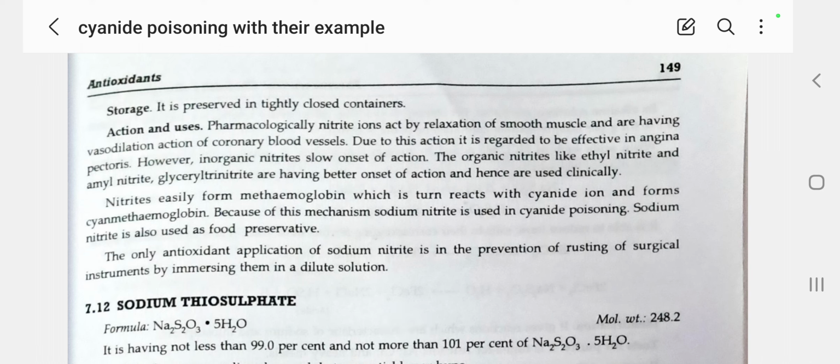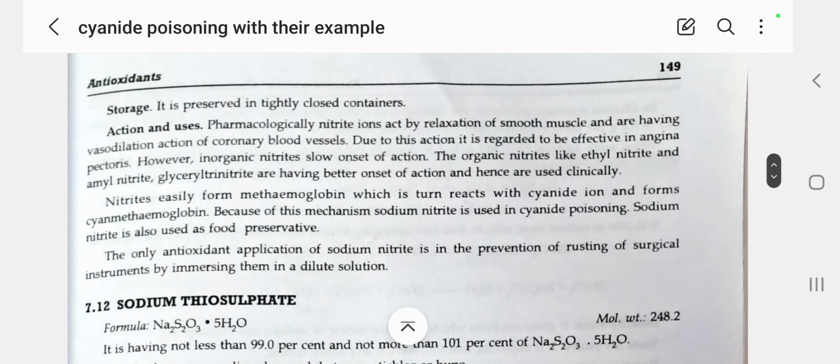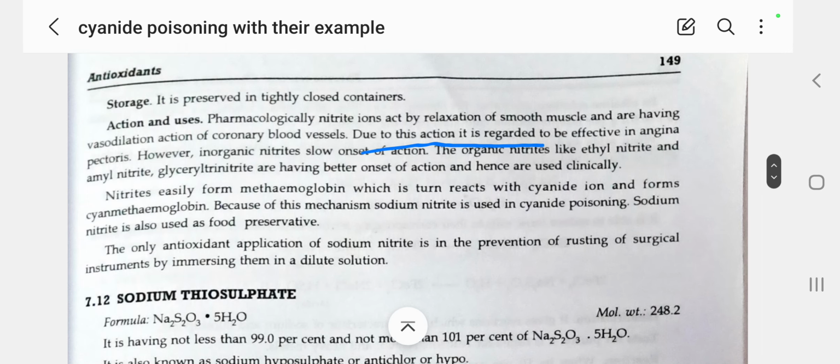Next we'll see the action and uses. It is used in the treatment of cyanide poisoning. Other than cyanide poisoning, pharmacologically nitrite ions act by relaxation of smooth muscle and have a vasodilation action on coronary blood vessels. Due to this action, it is regarded to be effective in angina pectoris.